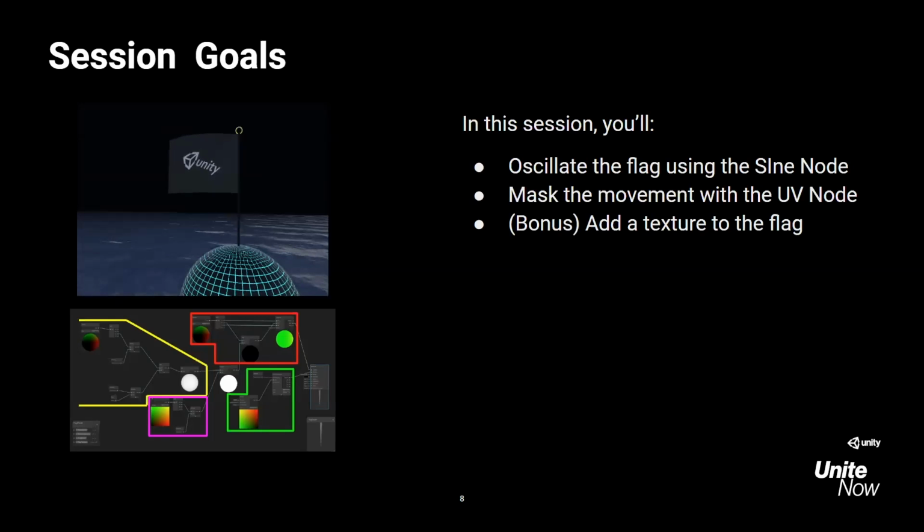What are the goals today? Well, again, we want to make a flag shader with Shader Graph. So what does that look like? Well, you can see over here on the left that we will have a flag that is waving back and forth by the end of today's session. There are a few steps that we will take, and we will explore these more in a second. There are a few steps that we'll take to make this shader work.